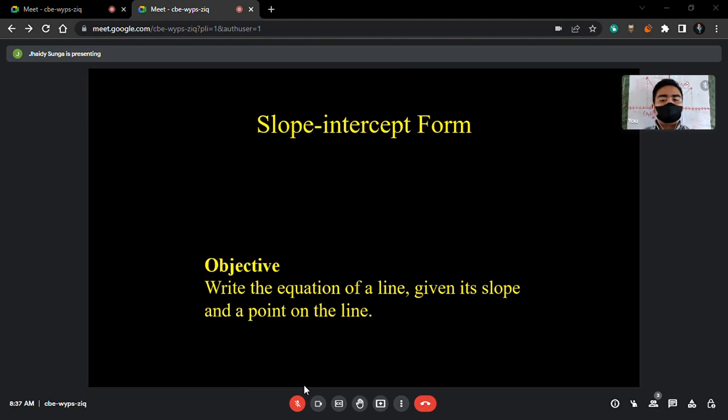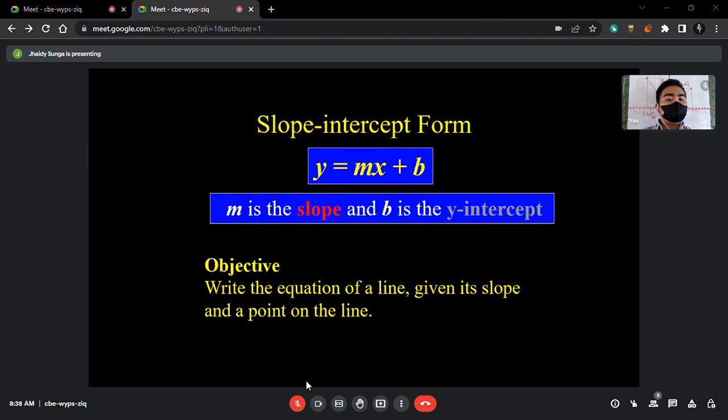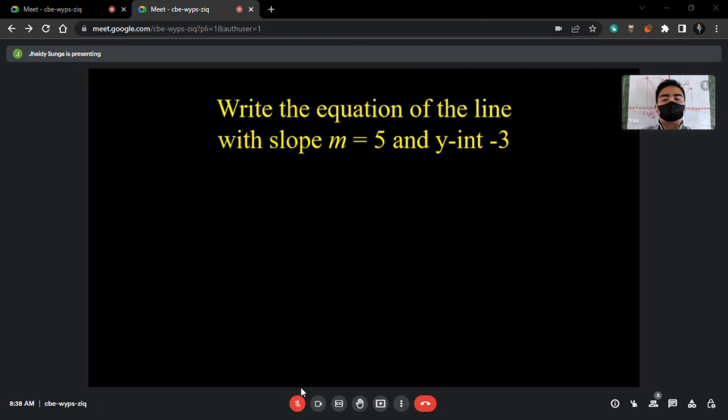We are to write the equation of a line given its slope and a point on the line. We could have y is equal to mx plus b, where m is the slope and b is the y-intercept. Now, we are going to write the equation of the line with slope m equal to 5 and y-intercept of negative 3.